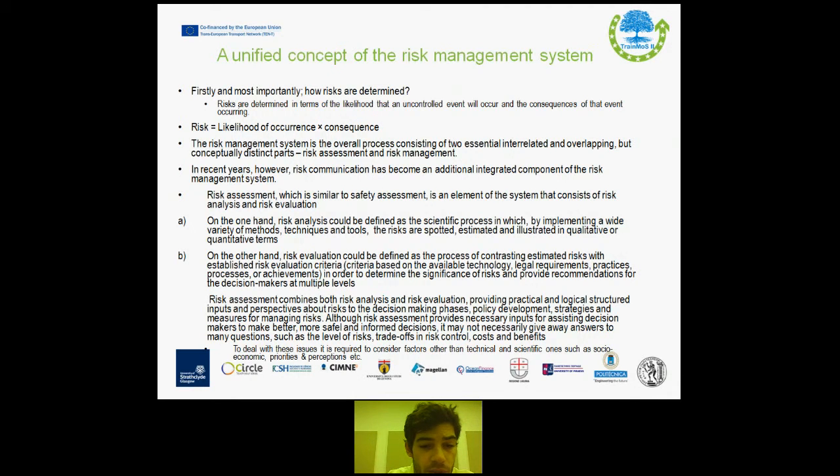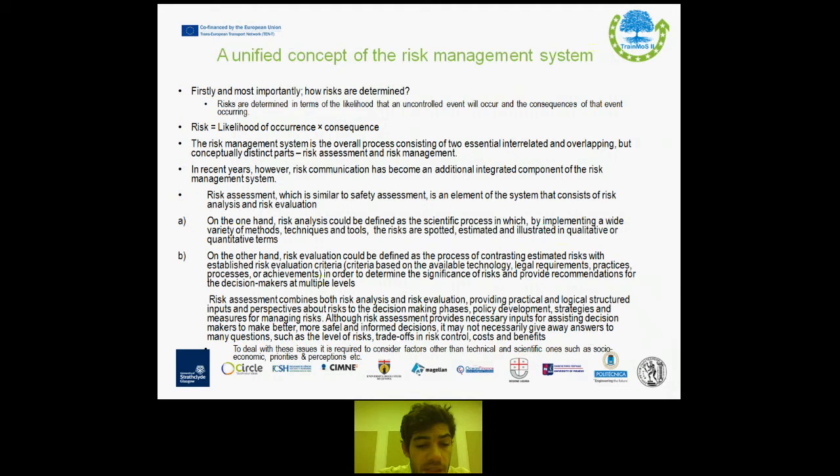Risk assessment, which is similar to safety assessment, is an element of the system that consists of risk analysis and risk evaluation. On the one hand, risk analysis could be defined as the scientific process in which, by implementing a wide variety of methods, techniques, and tools, the risks are spotted, estimated, and illustrated in qualitative or quantitative terms. While, on the other hand, risk evaluation could be defined as the process of contrasting estimated risks with established risk evaluation criteria, for example, criteria based on available technology, legal requirements, practices, processes, or achievements, in order to determine the significance of risk and provide recommendations for the decision makers at multiple levels.